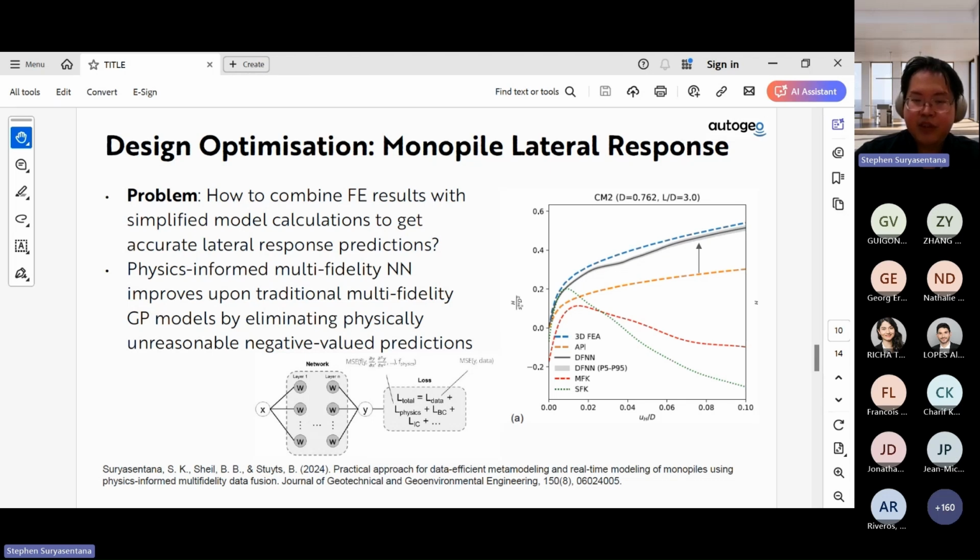The green line is the prediction of a traditional single fidelity GP Gaussian process machine learning model that has been trained purely on the FE results, while the red line is the prediction of a multi-fidelity Gaussian process model that has been trained on both the FE results and the API model calculations. Both of these models, if you notice, make negative value predictions that are physically unreasonable. This is largely due to the very small set of FE results that has been used for training. Traditionally, one could potentially eliminate these unreasonable predictions by increasing the training data set, but that would mean much more computational time and cost. Instead, what we did here was to use our prior knowledge of the physics of the problem to constrain the output to be positive valued, and that helps to enhance the reliability of the model predictions.